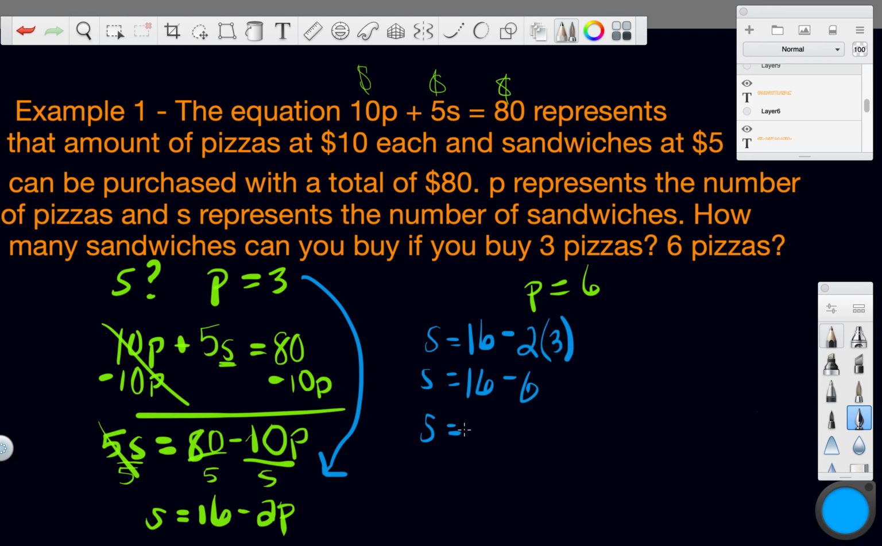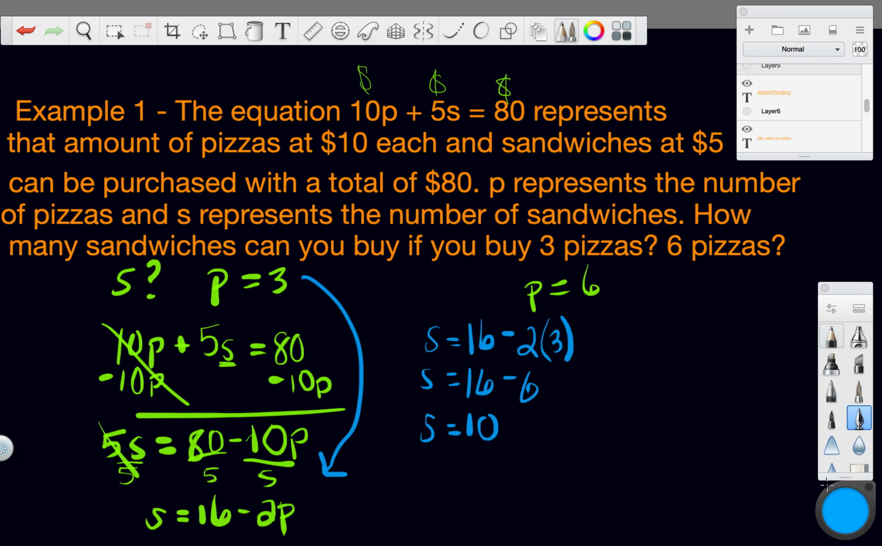Which means that S is 10. What does that mean? That means that 3 pizzas can be bought with 10 sandwiches. Okay? You can't buy any more with those $80. You could buy less, but you would have money left over. And you want to know how many is the maximum that you could buy with those $80.